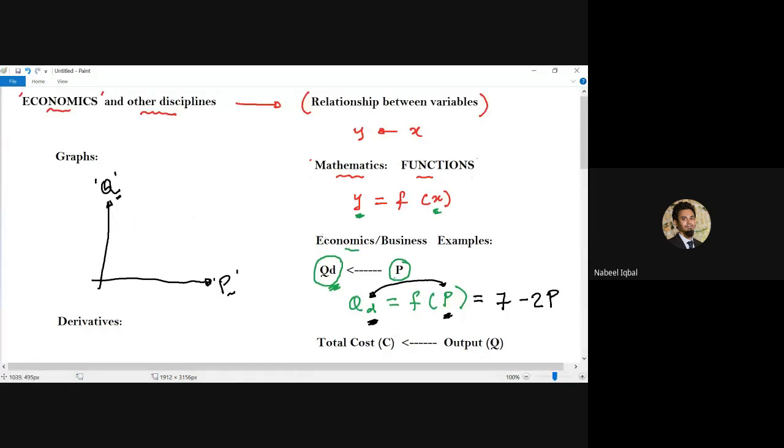So in this case, if you graph this function, you're going to get a downward sloping straight line. So this tells us that the relationship between these variables is linear. So for example, the quantity decreases always by the same amount for given changes in price, right? But the relationship could be non-linear as well. And in that case, you could use a nonlinear function.